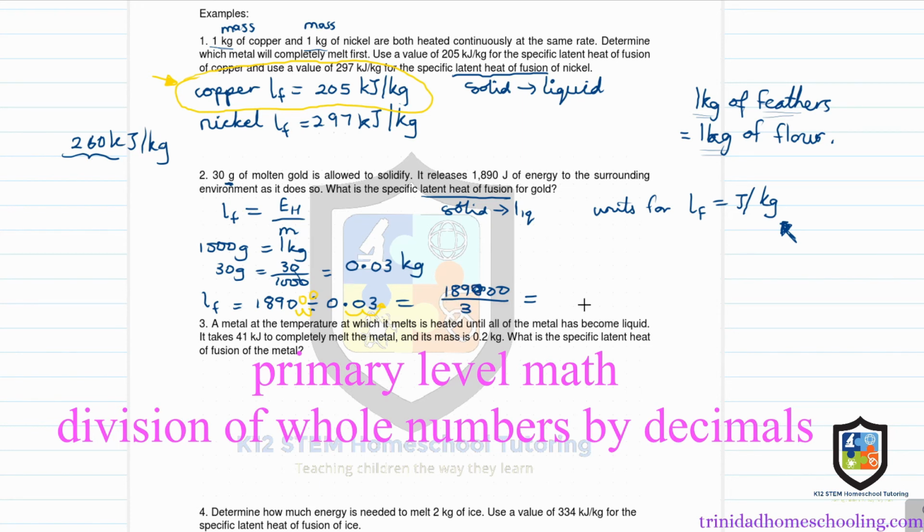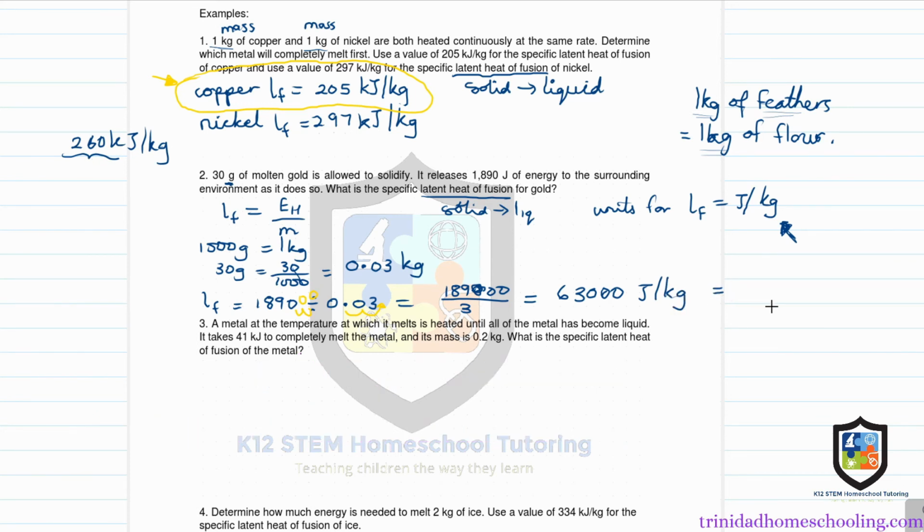18 can be divided by 3 6 times. 3 could go into 9 3 times. And the rest are zeros. Okay? And your units is joules per kilogram. And if you wanted to put it in kilojoules, you would divide by 1,000 and you would have 63 kilojoules per kilogram.